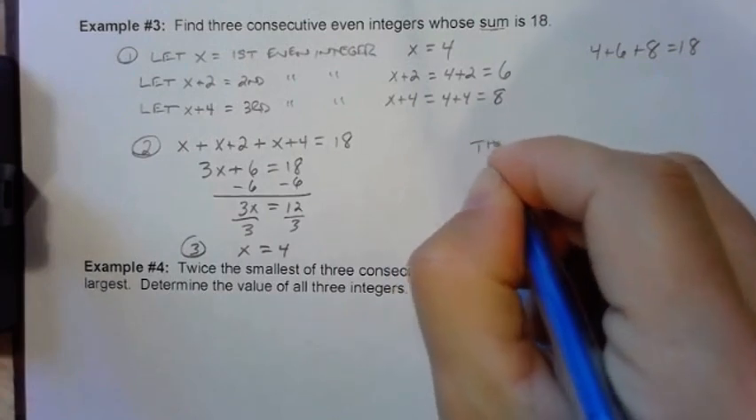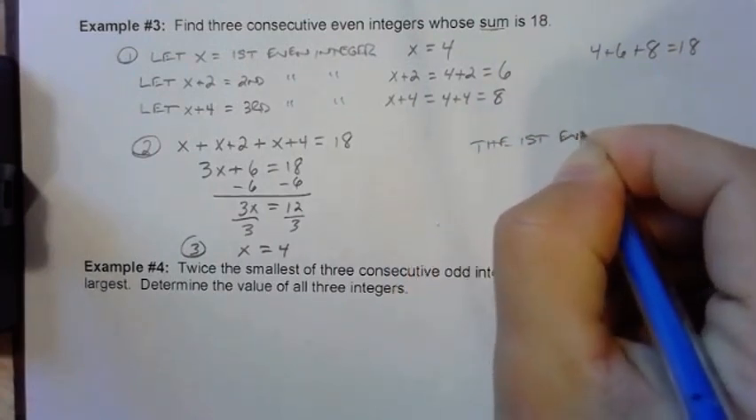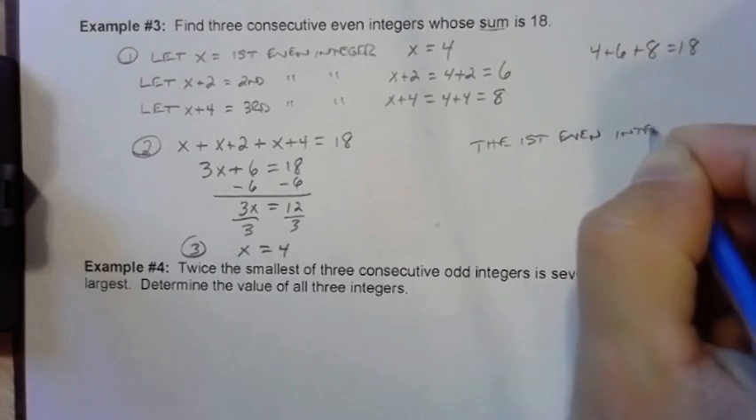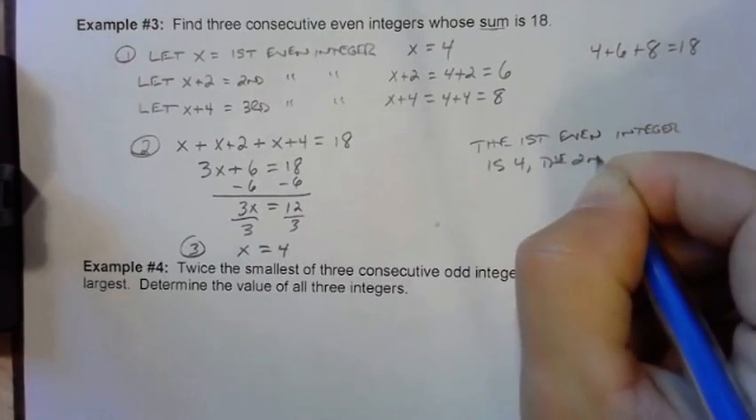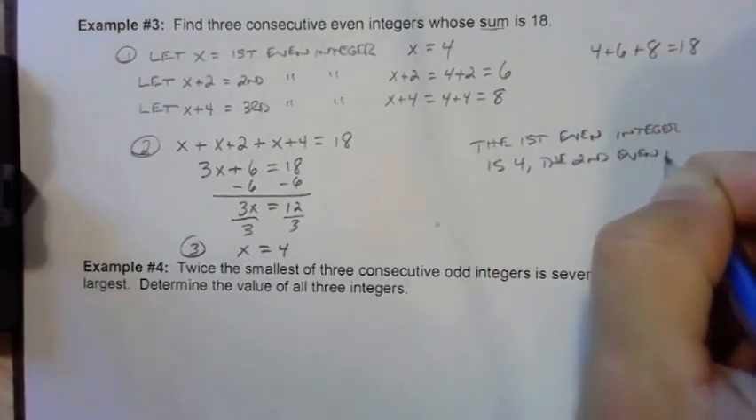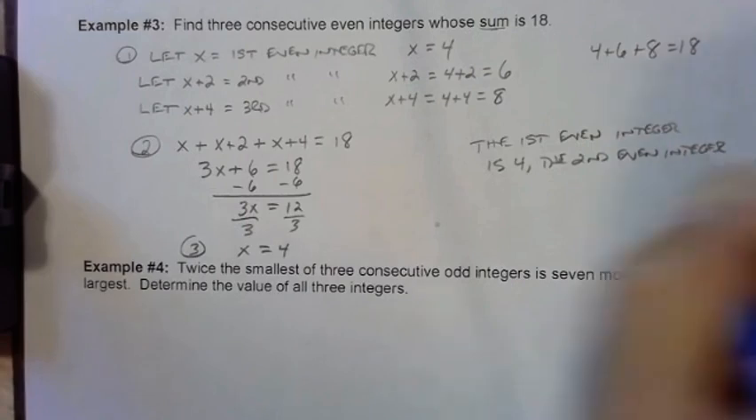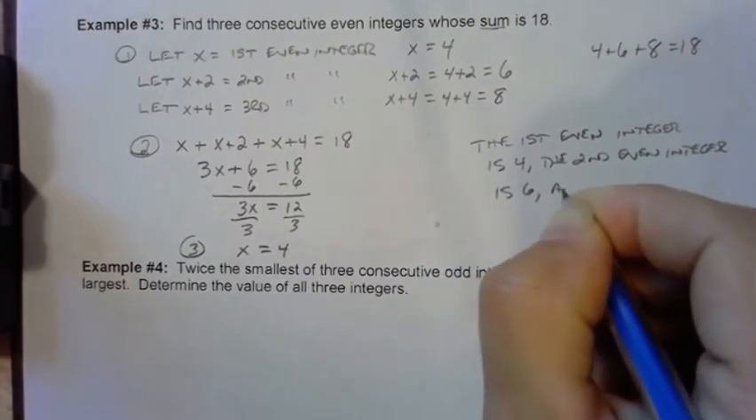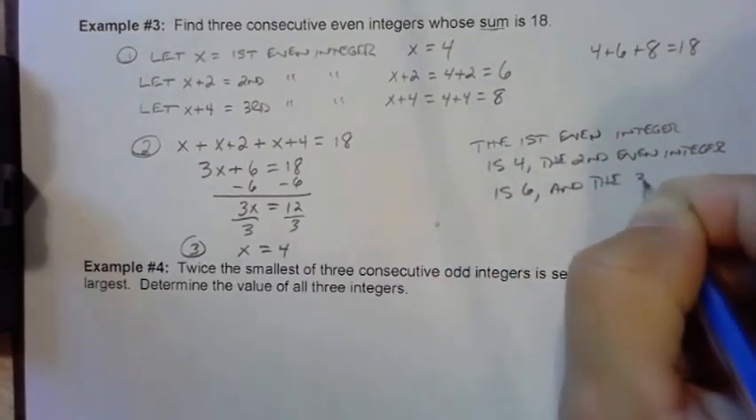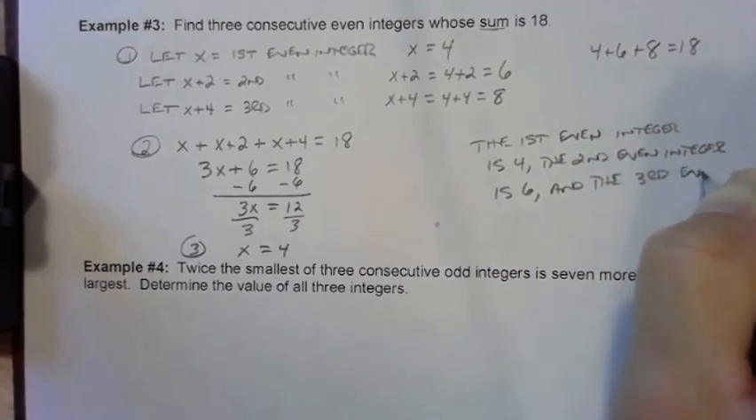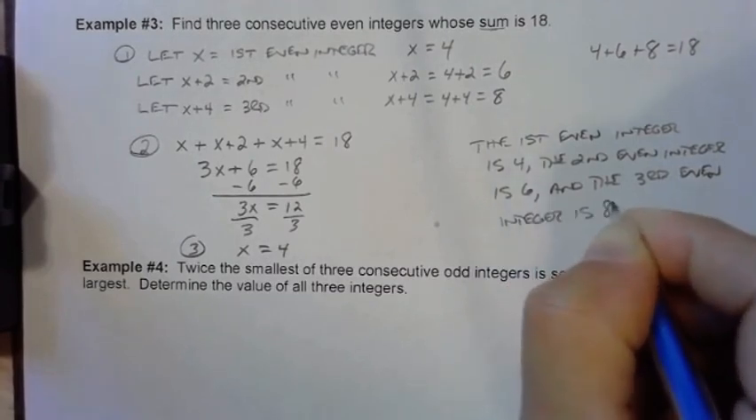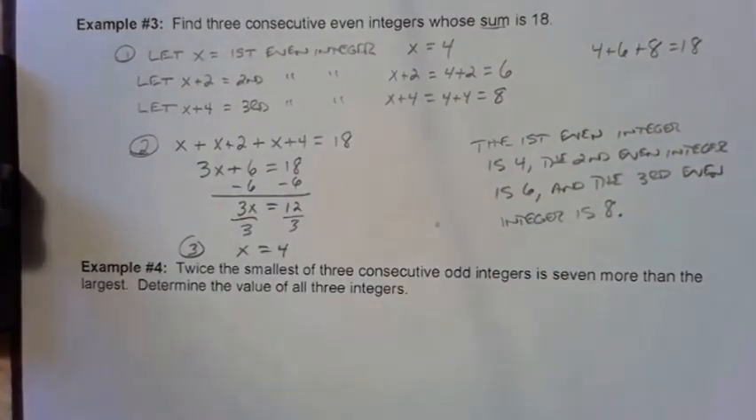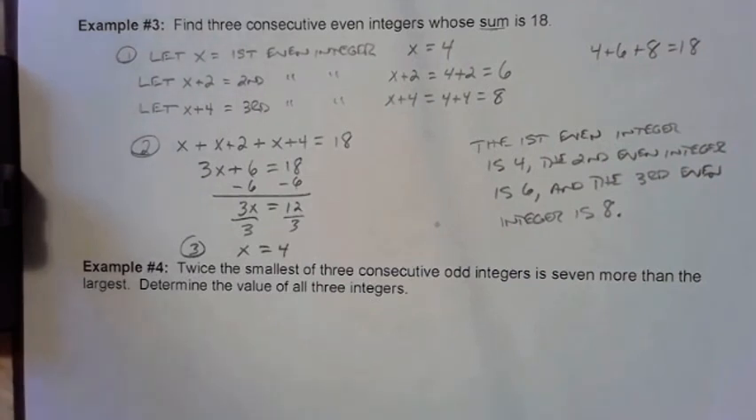So I can say that the first even integer is 4. The second even integer is 6. And the third even integer is 8. 4, 6, and 8 are three consecutive even integers whose sum is 18.